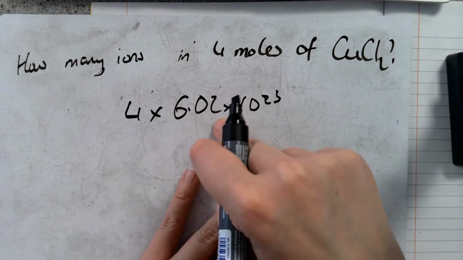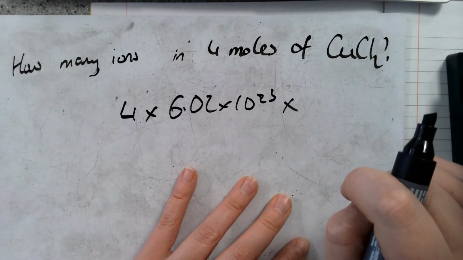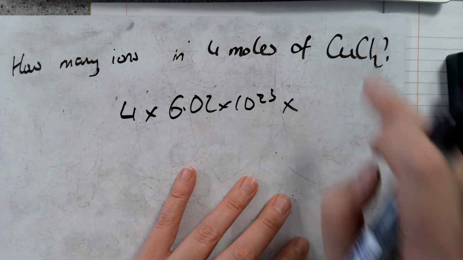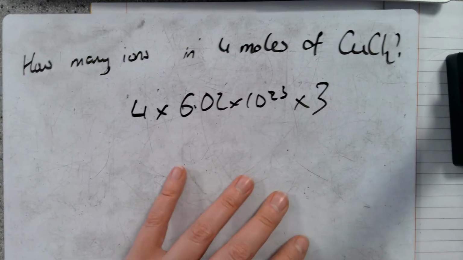If I change this to a different ionic compound, let's just say I had copper chloride, again I'll be doing 4 times Avogadro's constant because I've got 4 moles, but this time each CuCl2 contains 3 ions, a copper ion and 2 chloride ions, so I'll be timesing by 3 at the end.